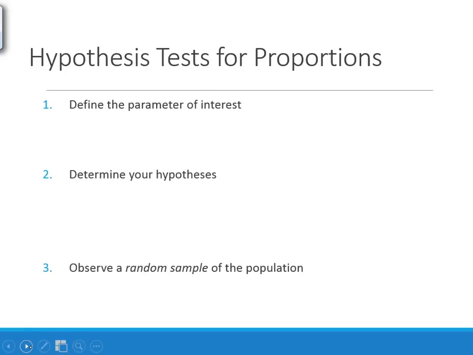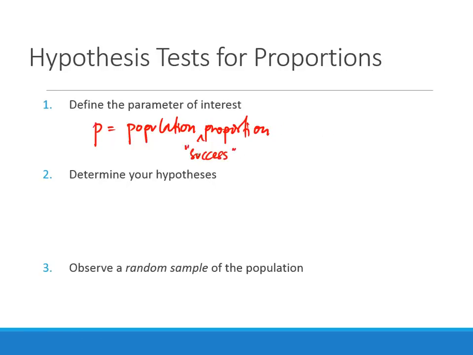Okay, so we're going to do the same thing that we've been doing before, but now we're talking about the proportion p. So here we're looking at p, which is the population proportion. Well, I guess we'll say the population success proportion. So whatever it is that we're looking at in our example, we're looking at the proportion of times that we have a success, whatever that is.